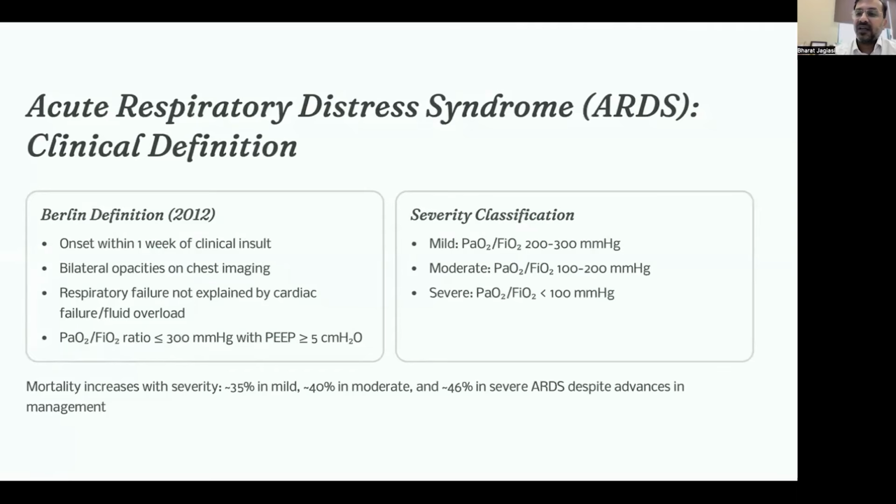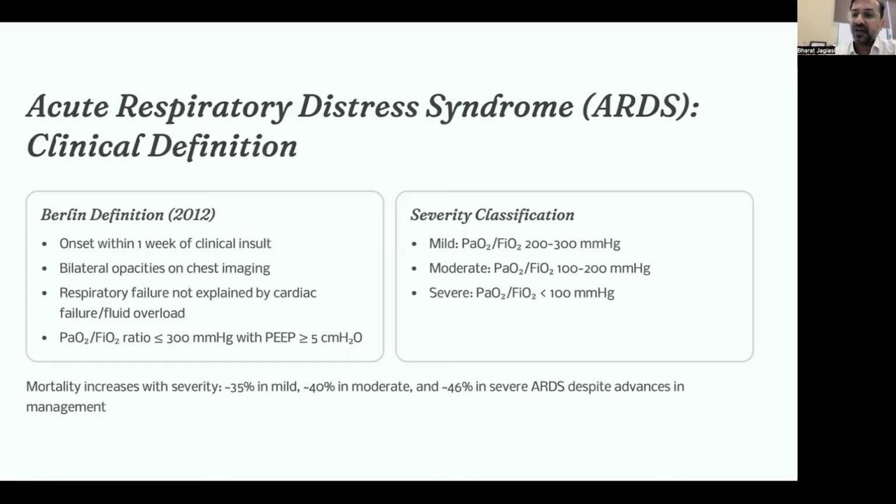And this is why the ISCCM expert group in 2023, when they came up with new guidelines, proposed that there should be a way to define ARDS without the patient being on mechanical ventilation. Although this was about the definition.